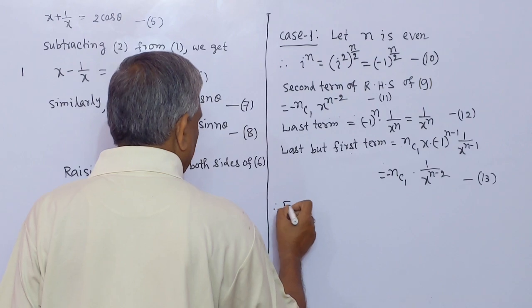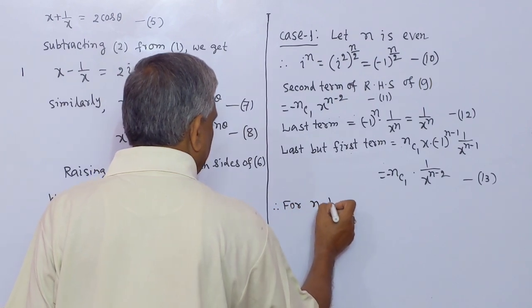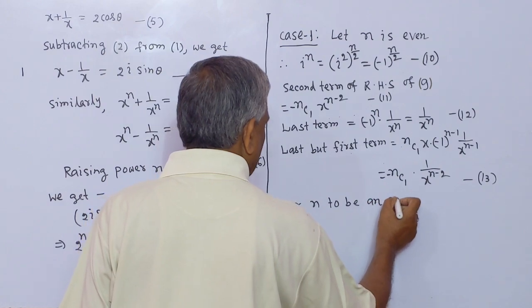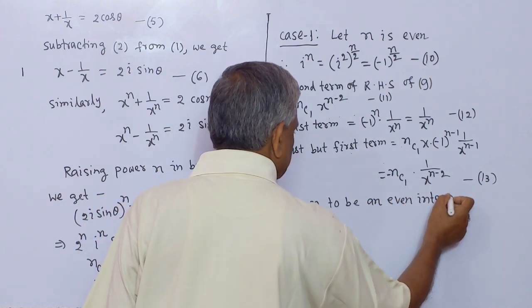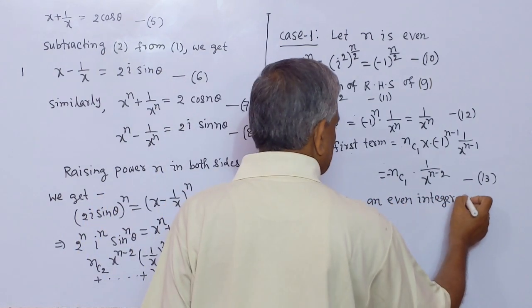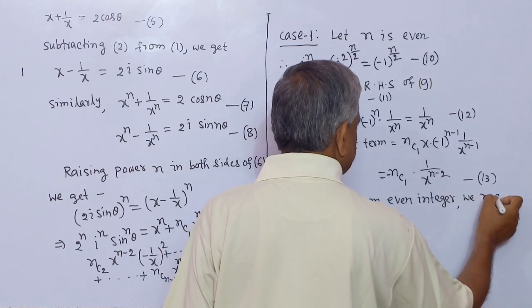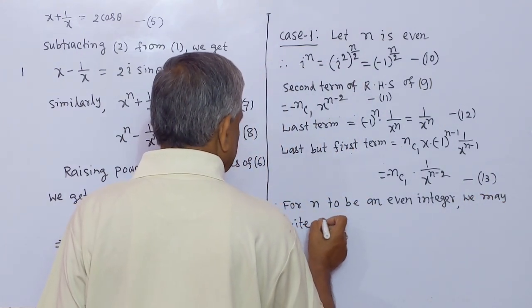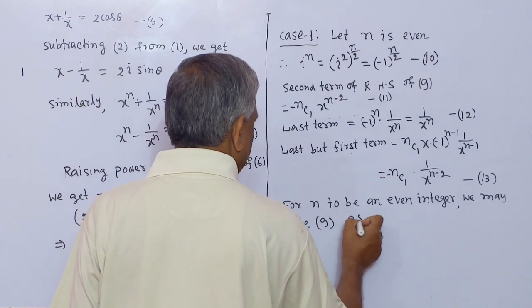Therefore, for n to be an even integer, we may write 9 as follows.